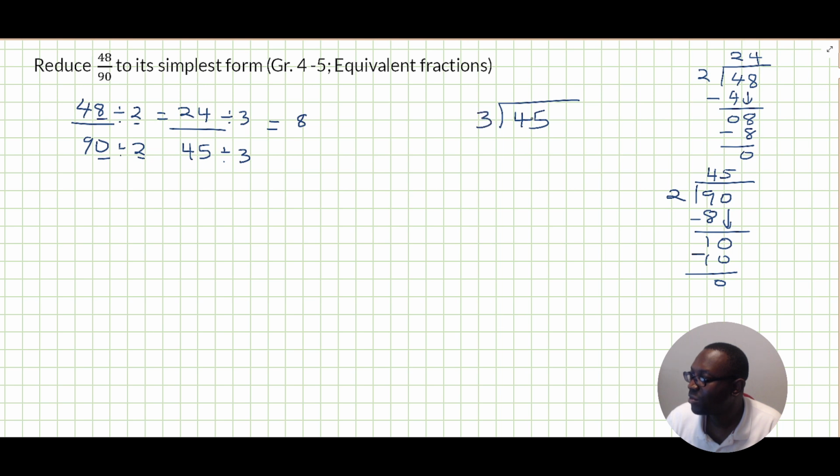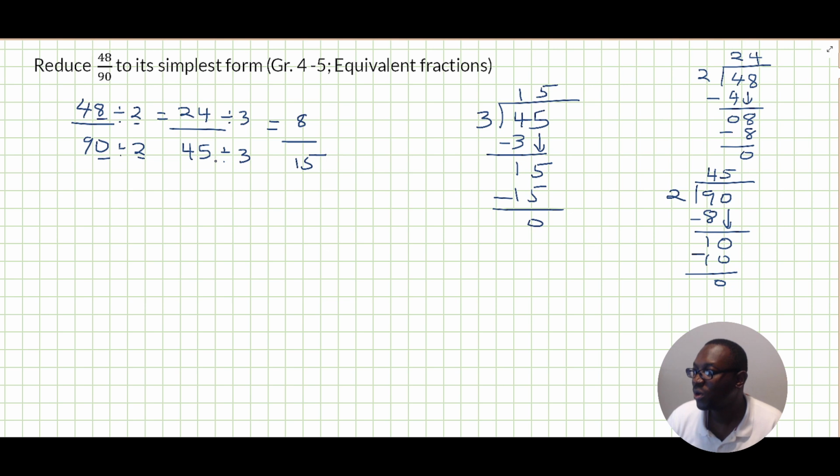45 divided by 3. 4 divided by 3, we have 1. 1 multiplied by 3, we have 3. Subtract. 4 minus 3, we have 1. Bring down the 5 right here. 15 divided by 3, we have 5. 5 multiplied by 3, we have 15. We subtract and we're left with 0. So this is 8 over 15.